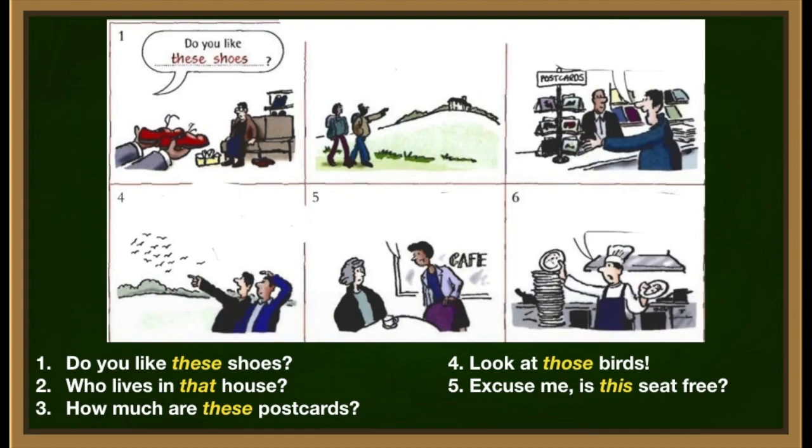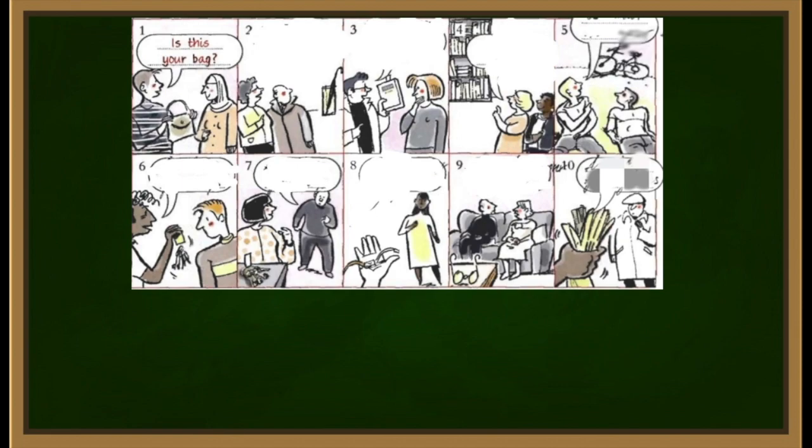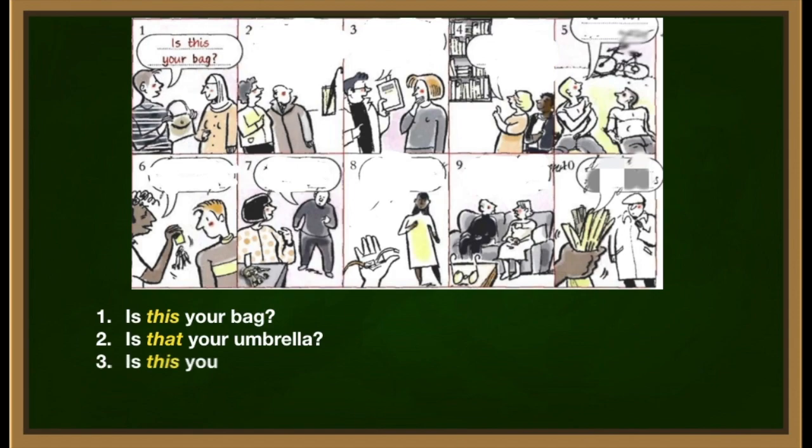Number 5, excuse me, is this seat free? This seat because the seat is close to you. Number 6, these plates are dirty. These plates because they are close to you. The next picture, number 1, is this your bag? This because it is close to you. Is that your umbrella? Because the umbrella is far from you.